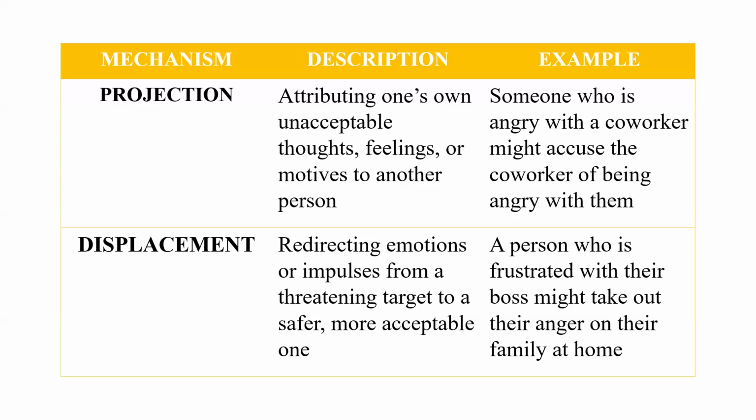Then we have displacement. Displacement is redirecting emotions or impulses from a threatening target to a safer one. A very famous example for displacement is your boss has shouted at you in the office, and you come home and now you're shouting at your wife and kids. That's displacement. Your kids and your wife are not going to say anything to you, so you are displacing your anger onto them.